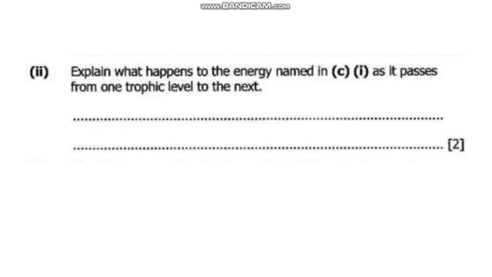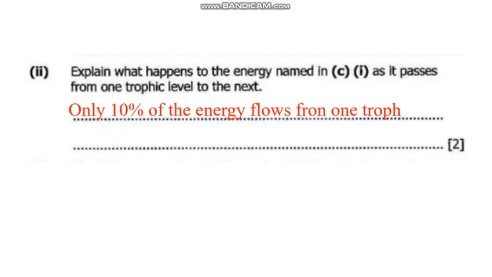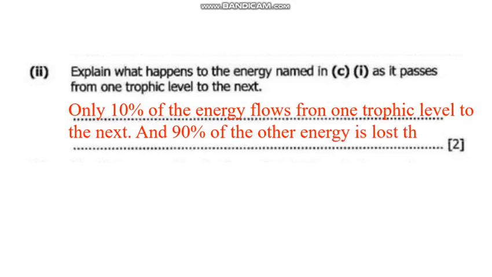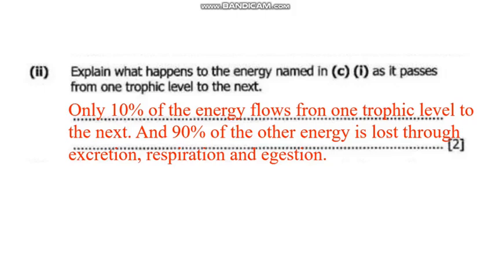Okay, so what happens to the other 90% of the energy is that this energy will be lost through processes such as respiration, excretion, and egestion. Okay, so our answer here, we have said that only 10% of the energy flows from one trophic level to the next, and 90% of the other energy is lost through excretion, respiration, and egestion. So this is our answer. So we have answered our question C2.